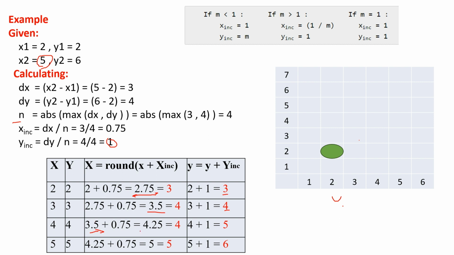So 3.5 plus 0.7 equal to 4.25. That approximate value is 4. Here 4 plus 1 equal to 5. After 4.25 plus 0.75 we got 5. So we have to reach the entire destination point, so I had to stop.